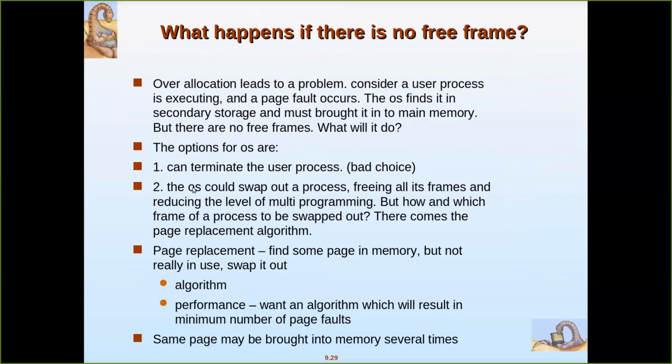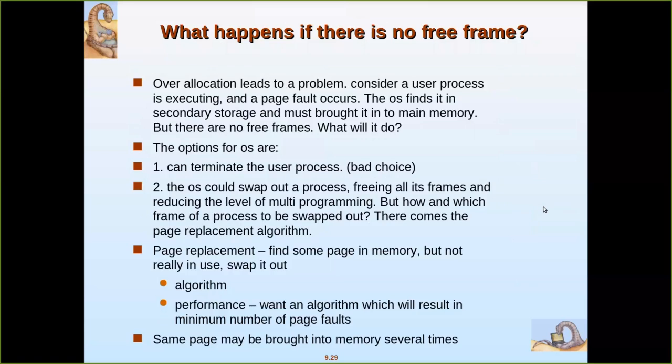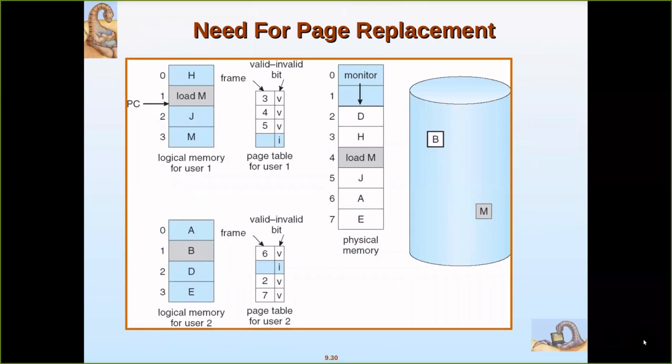So you can terminate a user process, but it is a bad choice, because that selected user process may already be halfway through or about to complete. In that case, if we select that process to be removed, then when you allocate again, the whole process has to be executed again. So that is a bad choice. The OS could swap out a process, freeing all its frames and reducing the level of multi-programming. But which frame of a process should be swapped? If we have to swap a particular process frame, what frame do we have to remove? That has to be considered.